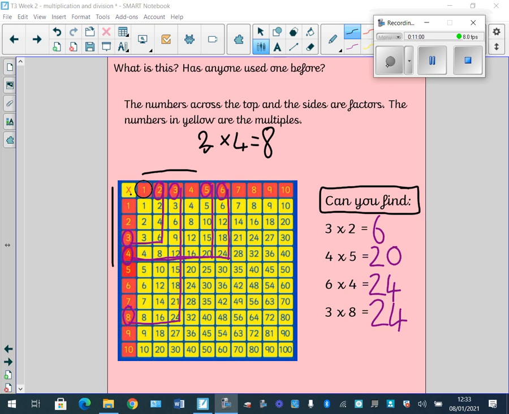Okay, so continue to use the multiplication grid to solve the next few slides. And I'm going to jump on a few slides now just to go through a little bit of division with you.